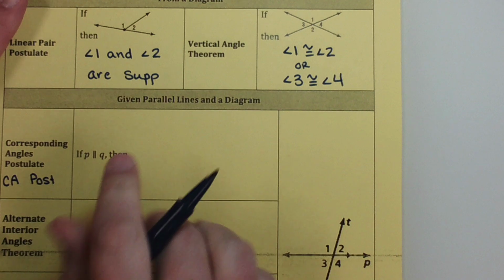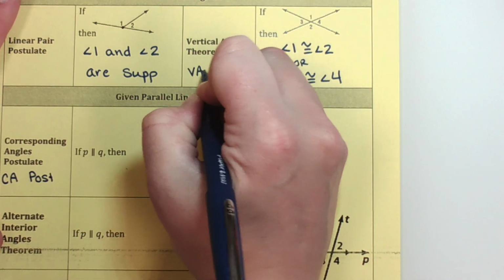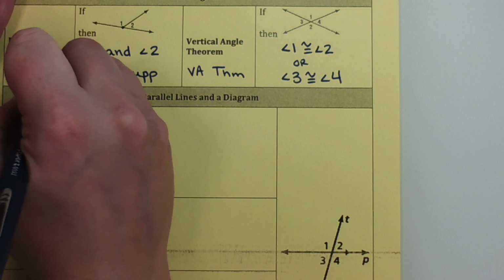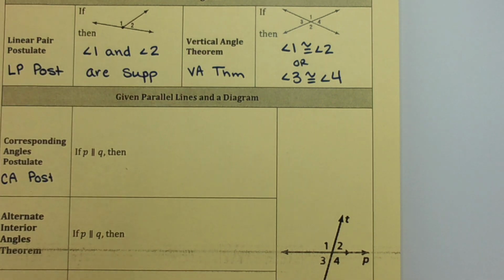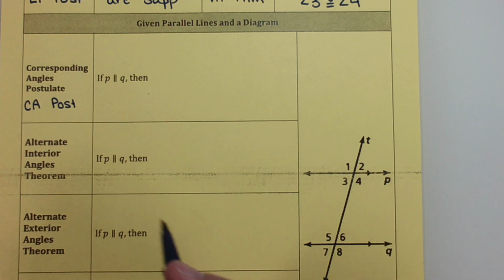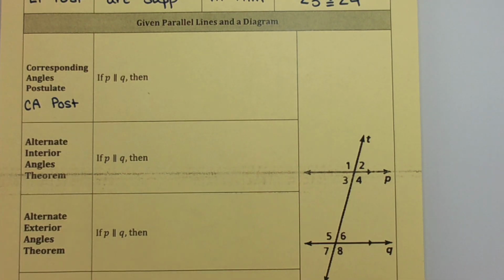Ooh, for some reason I don't have these filled in. That was VA theorem. That was LP post. I believe we filled them in. I had to make a new postulate sheet. But CA post, corresponding angles postulate, says that our corresponding angles are congruent.